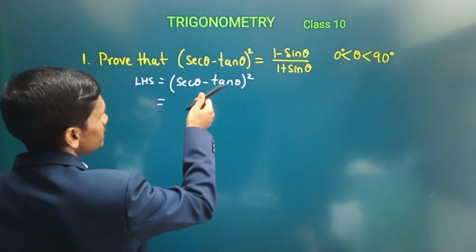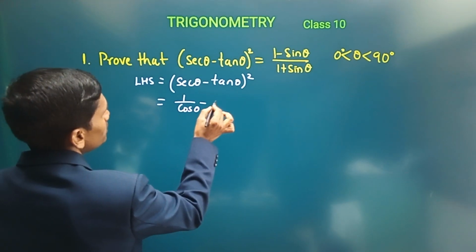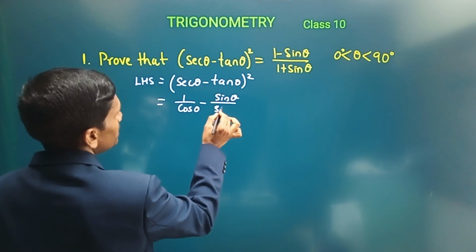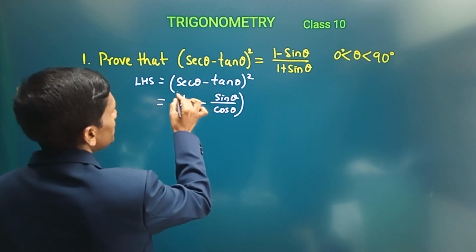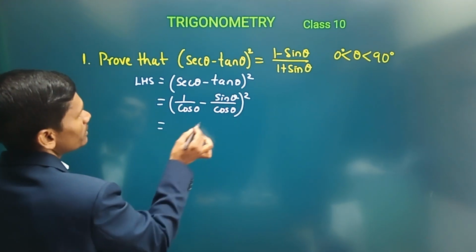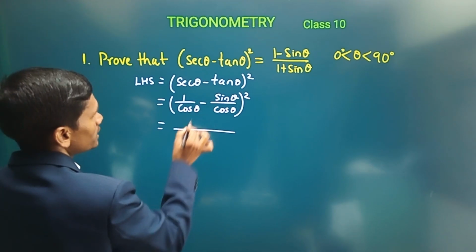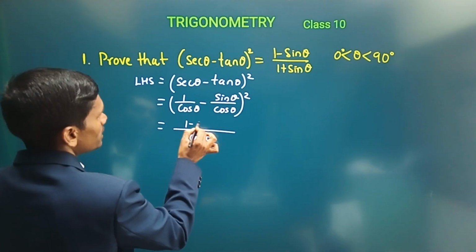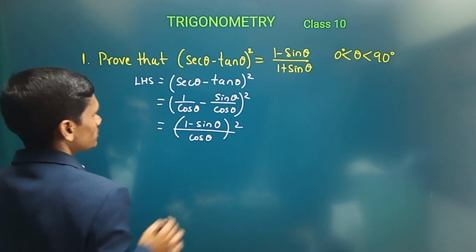So let us express sec theta in terms of cos theta. Sec theta can be written as 1 by cos theta, and tan theta can be expressed as sin theta by cos theta, whole square. Now take the LCM and simplify. What do we get here? Cos theta in the denominator, and 1 minus sin theta in the numerator, and this is whole square now.